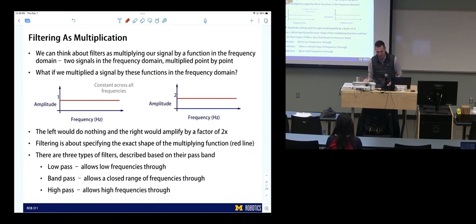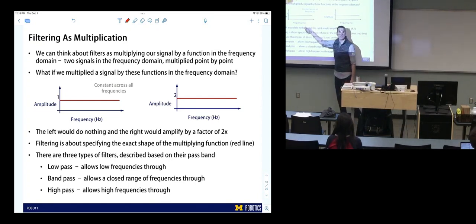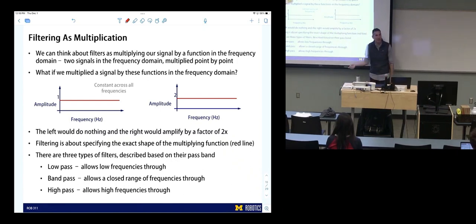Okay, we talked about these three different types of filters, and this was introducing that we can think about filters as a multiplication in the frequency domain. So if we have a system, we have our signal, we multiply it by a frequency domain signal, take those products, that gives us the frequency content of the output. So something that was just one across all frequencies does nothing. Something that's two will amplify the system by two, and if we start to drop that off, we start to remove frequencies. We learned low pass, band pass, and high pass.